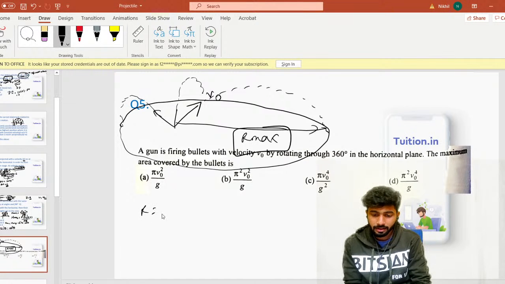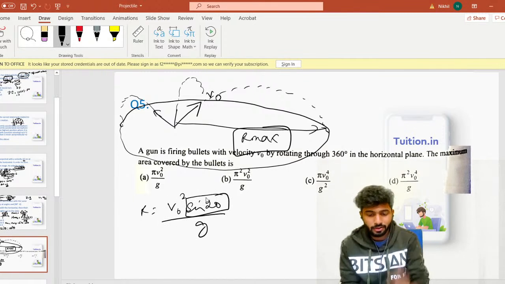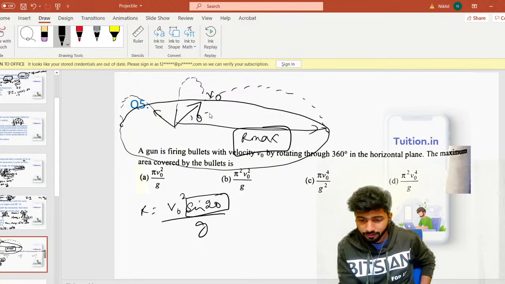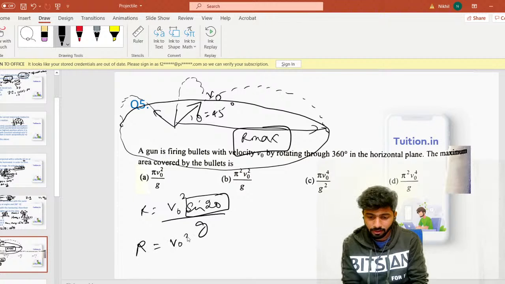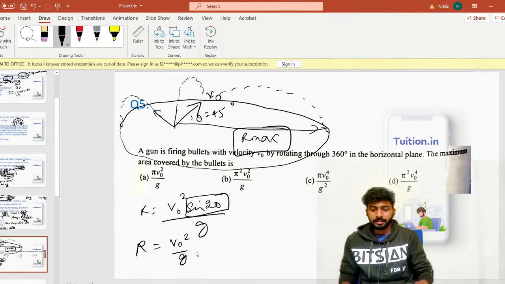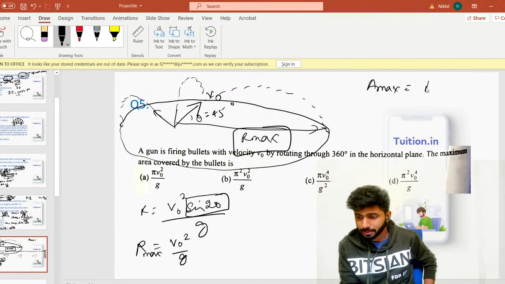The formula for range is v0 square sine 2 theta by g, right? If you want to maximize range, then sine 2 theta has to be 1, which means theta has to be 45. We have already seen this in one of the previous questions. So range is v0 square by g, correct? This is the maximum range possible. So what is the maximum area possible? Maximum area possible is pi into maximum radius square, correct?